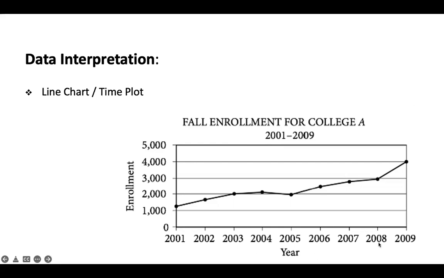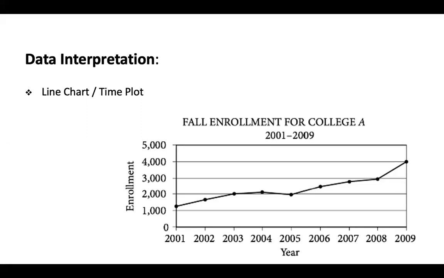On the x-axis, the horizontal axis, we have years from 2001, 2002 up to 2009. And on the vertical axis, we have enrollment from 0 to 5,000. Each of these dots represents a coordinate. For example, for 2001, this is something a bit closer to 1,000, maybe 1,200.